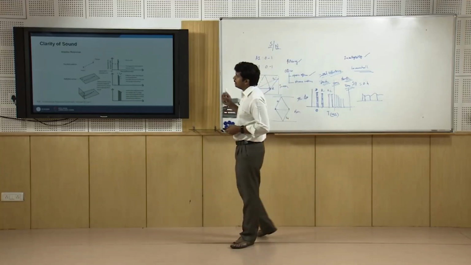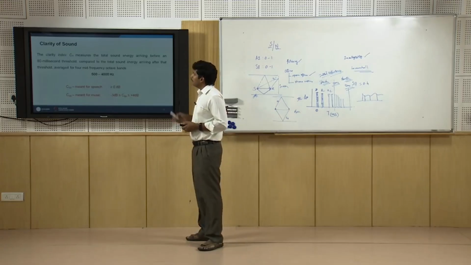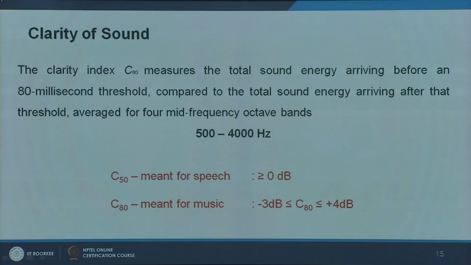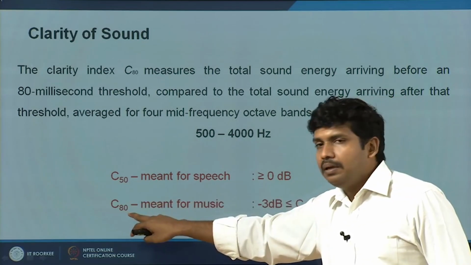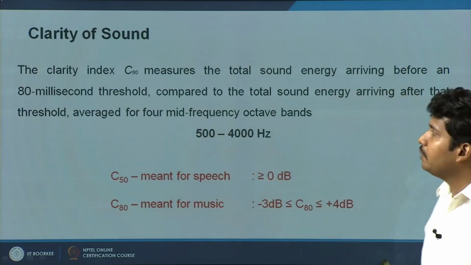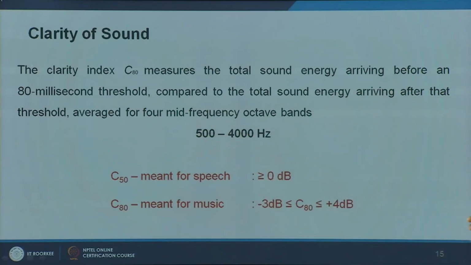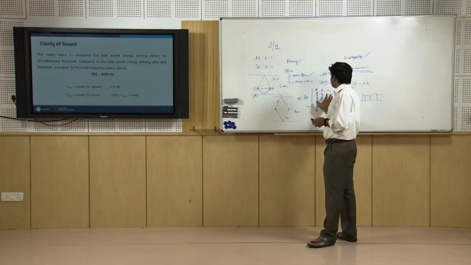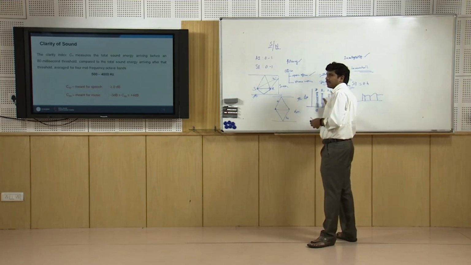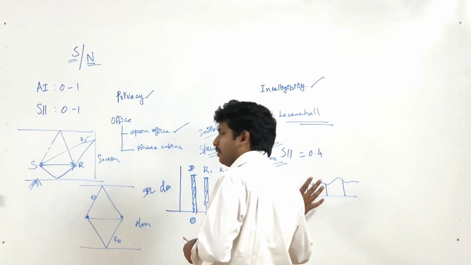Now let us look at clarity in detail. Clarity, we are talking about the 50 milliseconds, 80 milliseconds level. Let us first define what clarity is. Clarity is the total amount of sound energy arriving before a certain threshold. It can be 50 milliseconds, if you call it C50, or 80 milliseconds, if you call it C80. It is actually the ratio between whatever sound signals arrive before 50 milliseconds or 80 milliseconds and those which arrive after that.